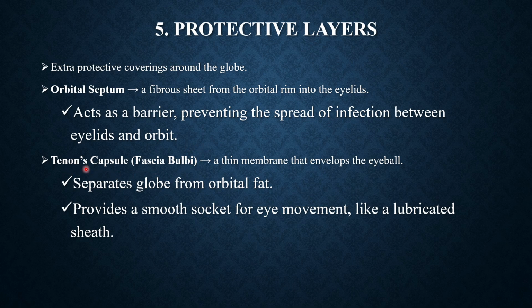Then we have the Tenon's capsule, or fascia bulbi. So it's a thin membrane that envelops the eyeball, separates the globe from the orbital fat, and provides a smooth socket for eye movement, like a lubricated sheath.